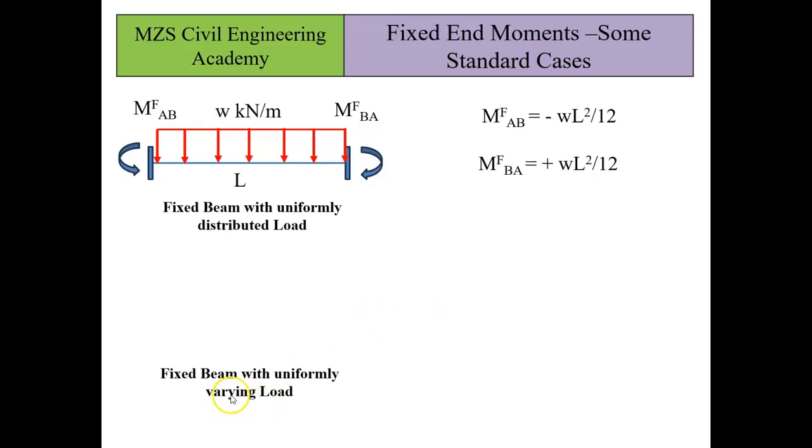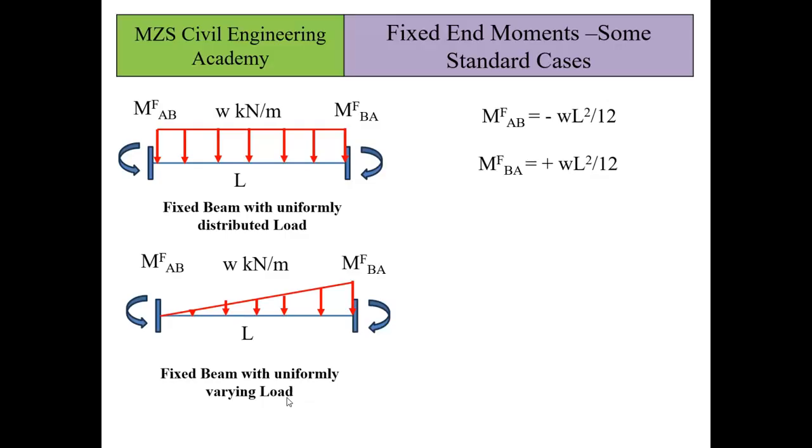Now we'll go towards a case of fixed beam with a uniformly varying load. Here the load is going to have maximum and minimum values. At one end it will have a minimum value, at the other end a maximum value, or we can say it will have a gradually increasing load from one end to the other end. That's why the name is given as uniformly varying load. In such a case, the moment at end A will be given by the relation minus WL square by 30 and the moment at end B will be given by plus WL square by 20.